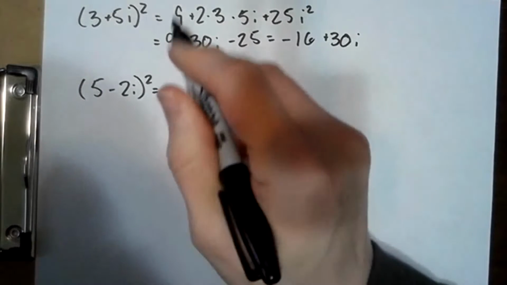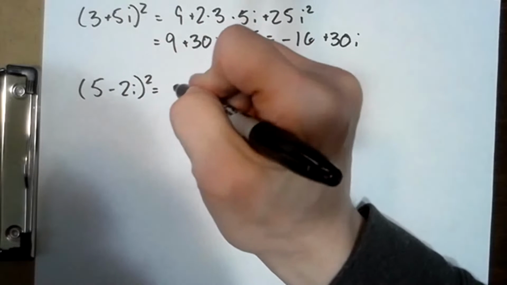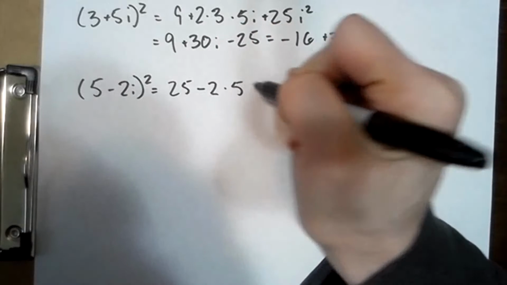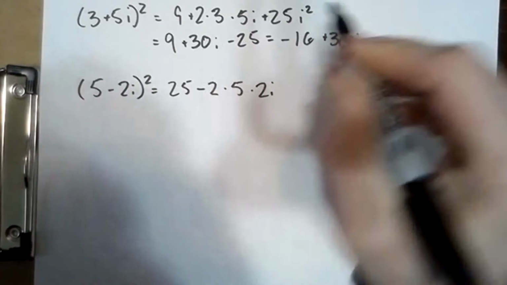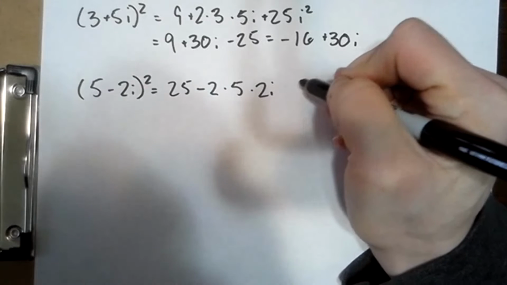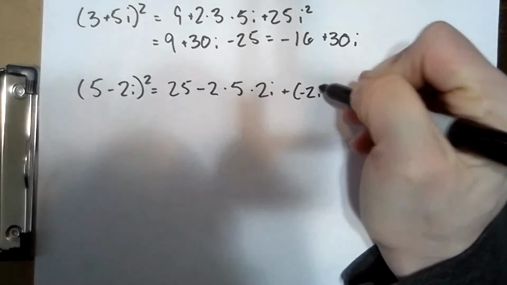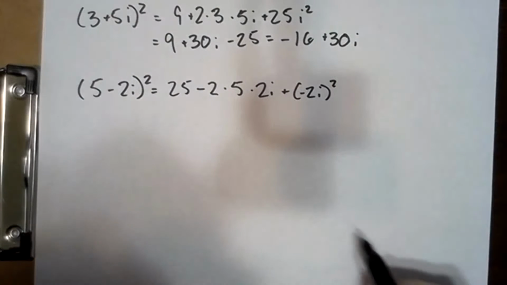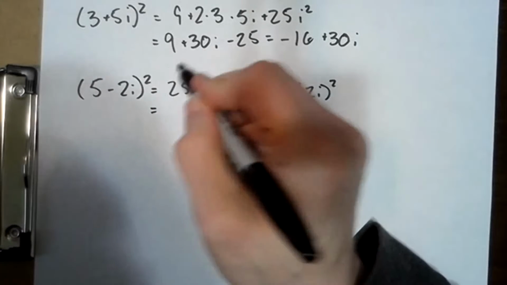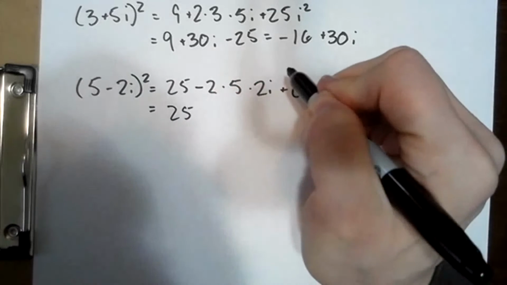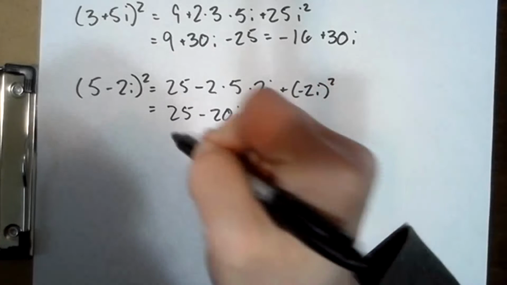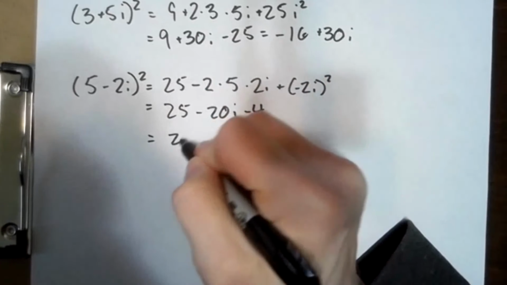For our second problem here, we have 5 squared is 25, minus 2 times 5 times 2i, plus negative 2i squared. Okay. Well, that is going to give us 25 minus 20i minus 4, which gives us 21 minus 20i.